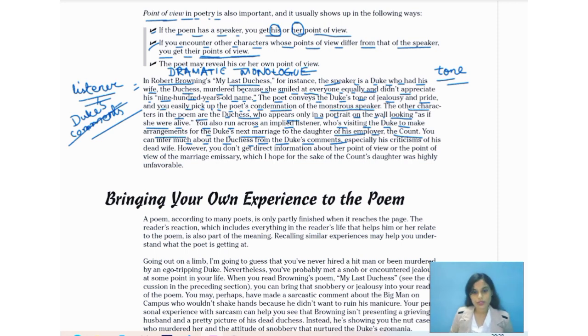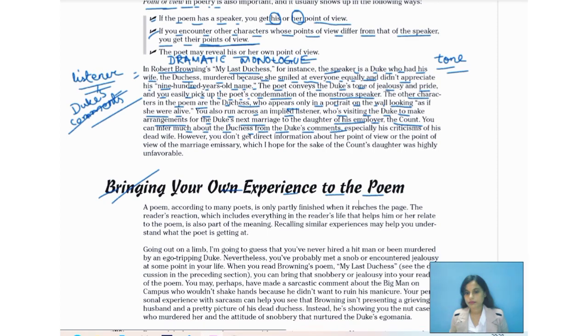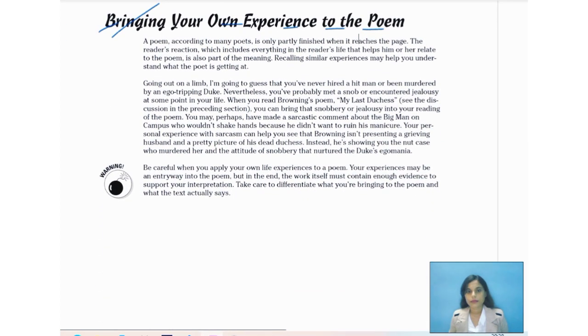So, yes, and lastly, you can bring your own experience to the poem, of course. A poem, according to many poets, is only partly finished when it reaches the page, like when it reaches the end. It is only partly finished or half finished, okay? Until and unless we as readers provide any kind of reaction to it, it will never get complete. And which includes everything in the reader's life that helps him or her relate to the poem. Of course, if we relate to the poem, then it will add much more value to the poem. So, recalling similar experiences may help you to understand what the poet is getting at. So, this is how you can add your own experience to the poem.